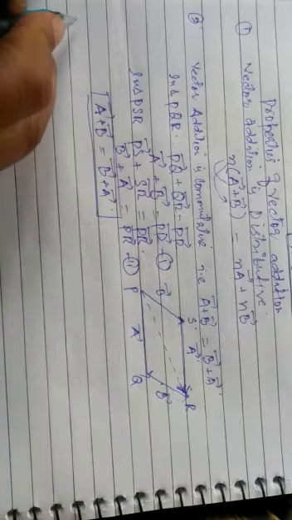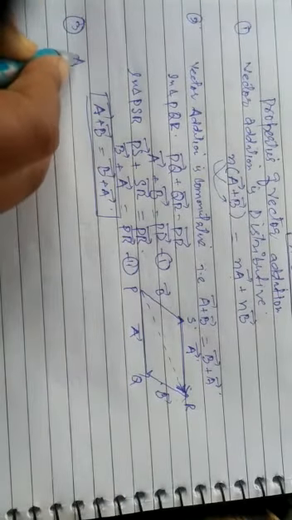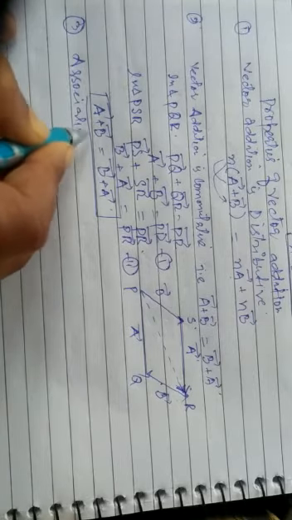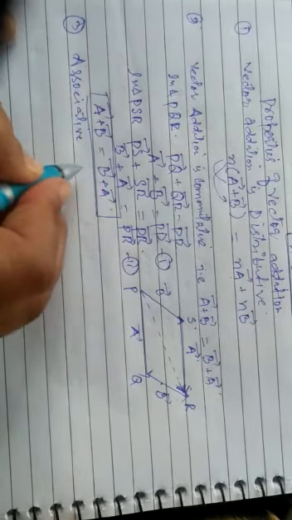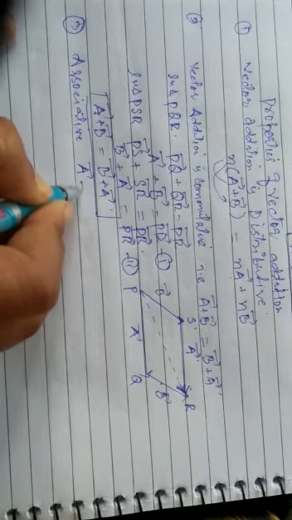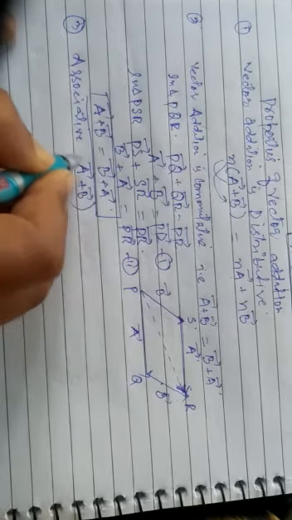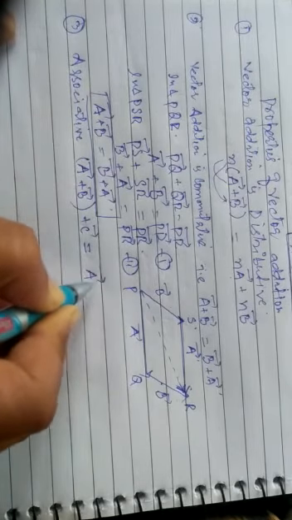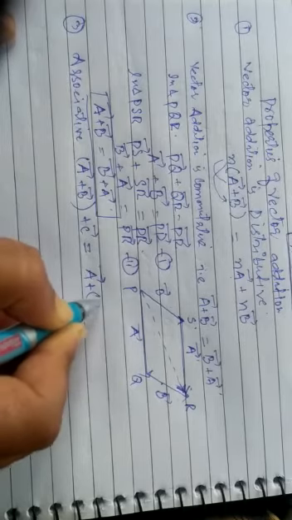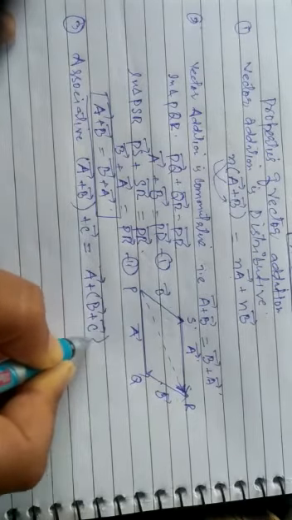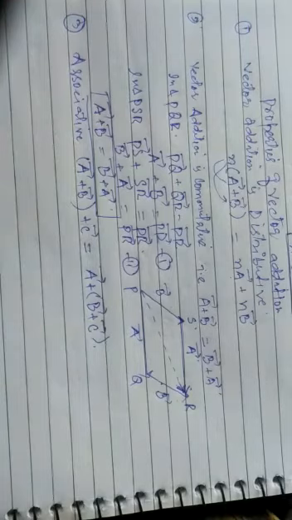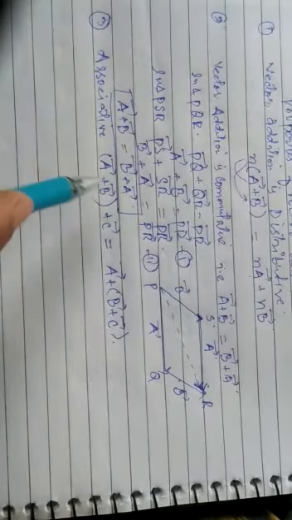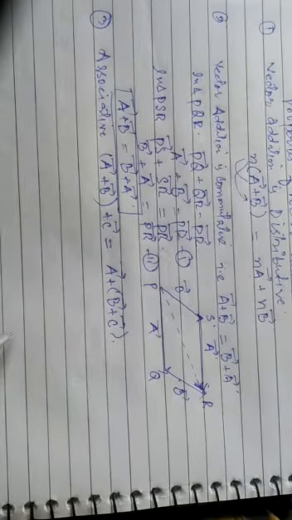Now there is another thing that we have to show, that vector addition is associative in nature. The third property is called associative. By associative we mean that vector A plus vector B, plus vector C, equals vector A plus the sum of vector B plus vector C. We have to show this. If we calculate this, then we can prove that vector addition is associative in nature.